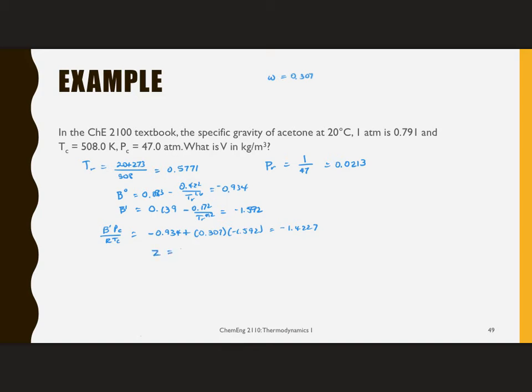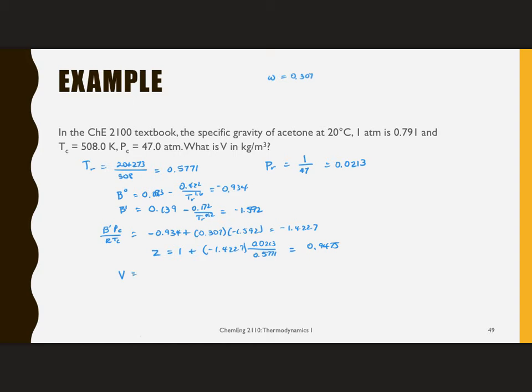Z, therefore, is 1 plus that answer times PR over TR. PR is 0.0213, TR is 0.5771. So Z is equal to 0.9475.